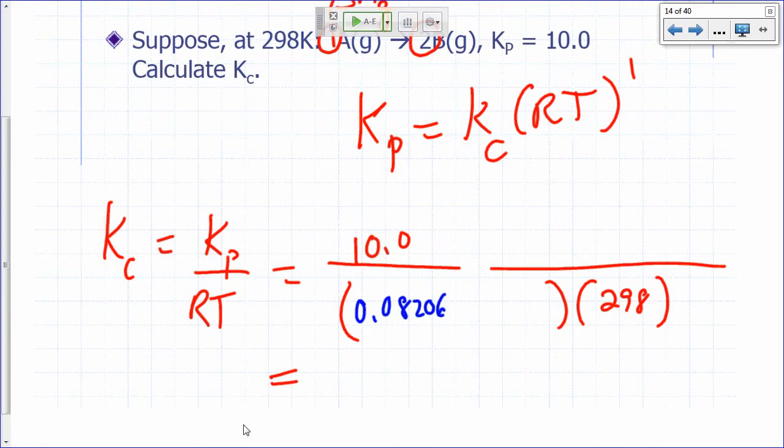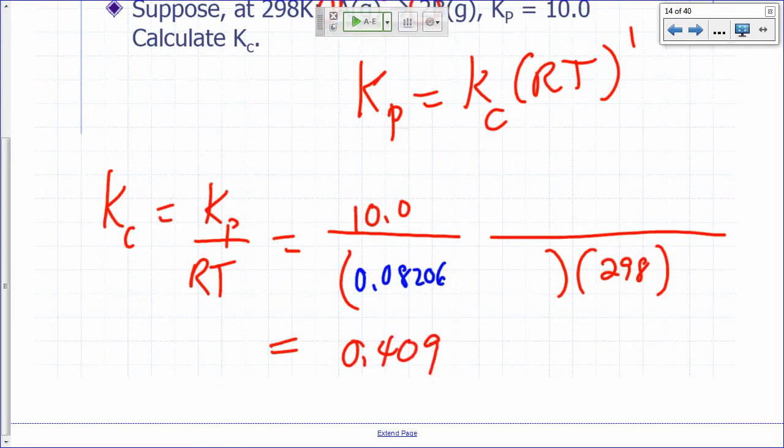So let's just do it that way. Now, if you are doing Kp in terms of bars, which is the modern way of doing it, then you divide by 0.08314. That would be liter bar instead of liter atmosphere per mole Kelvin. But like I said, we're just going to stick with atmosphere since your book does that. So you use 0.08206.